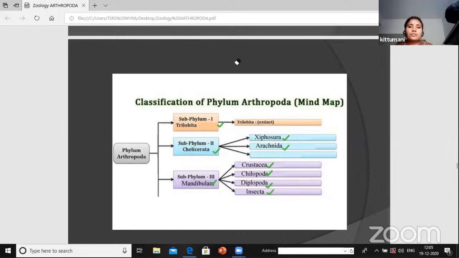Next, we will discuss these subphyla and classes in depth. Okay.